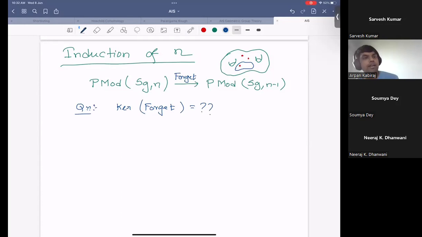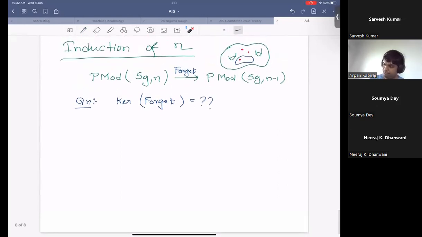So if we can find what is in the kernel, then we can use induction on punctures. Here, if you look carefully, we have reduced the number of punctures from n to n minus 1. So if you can understand what the kernel is, we can use induction on this. And this is the second most important thing. This is called the Birman exact sequence.